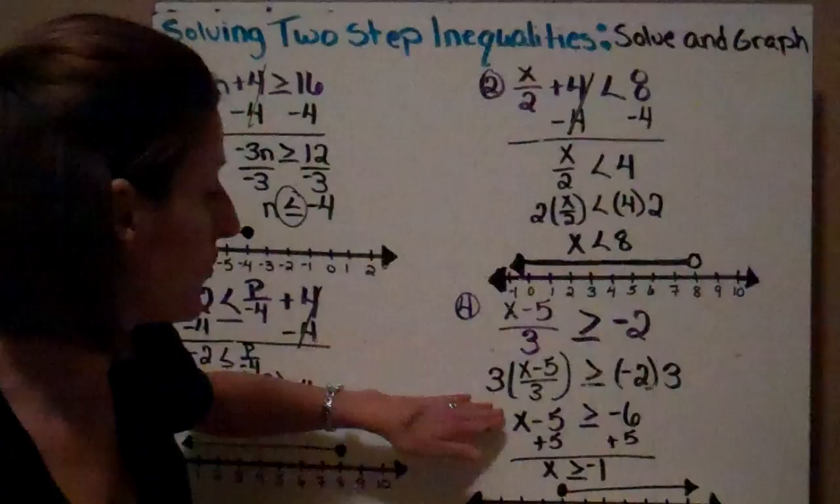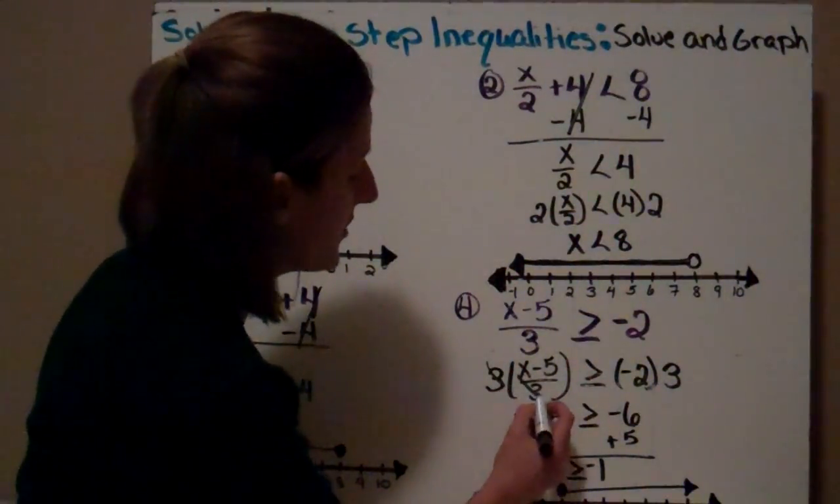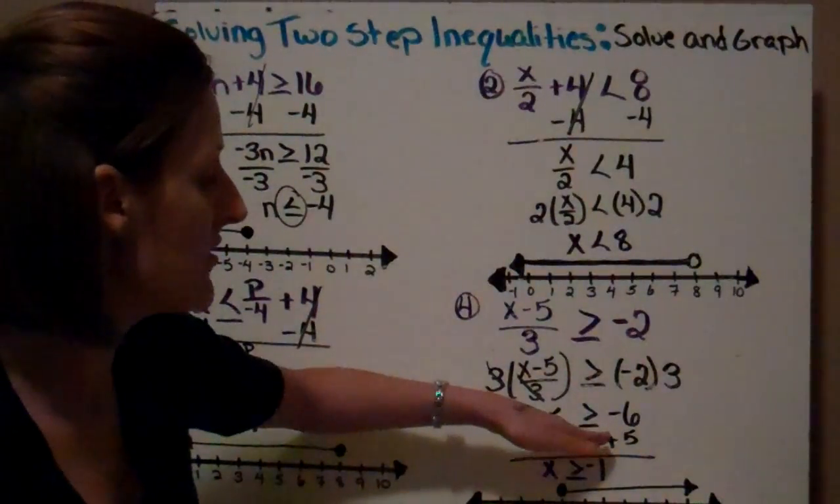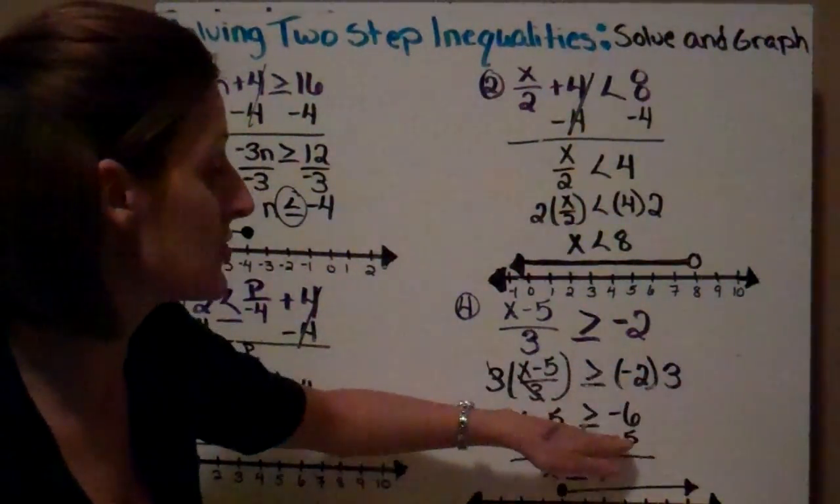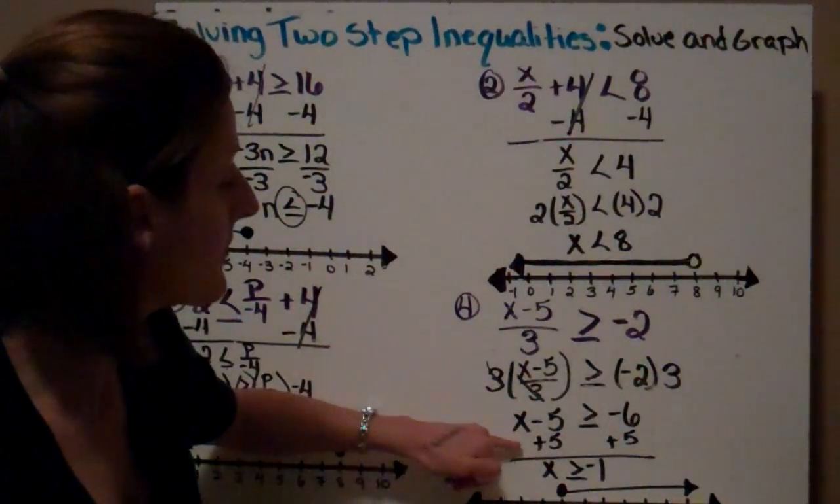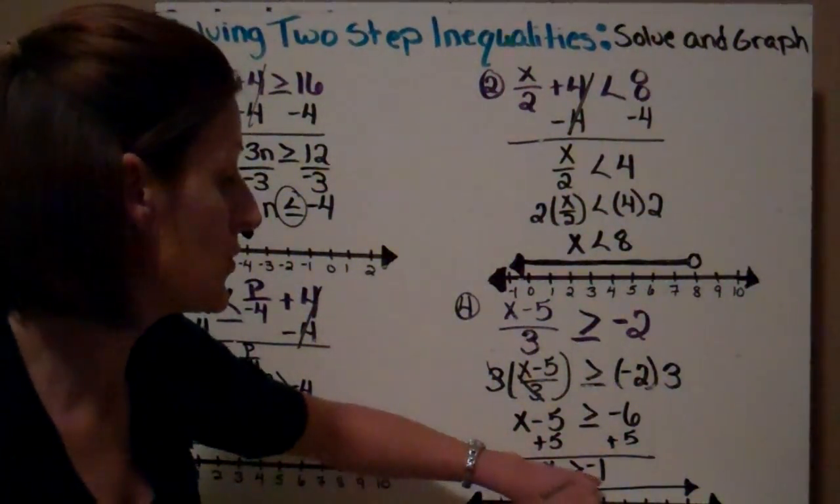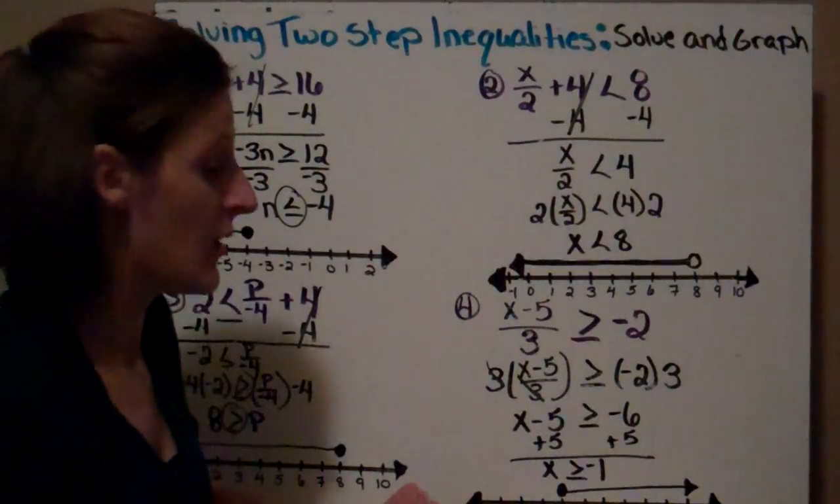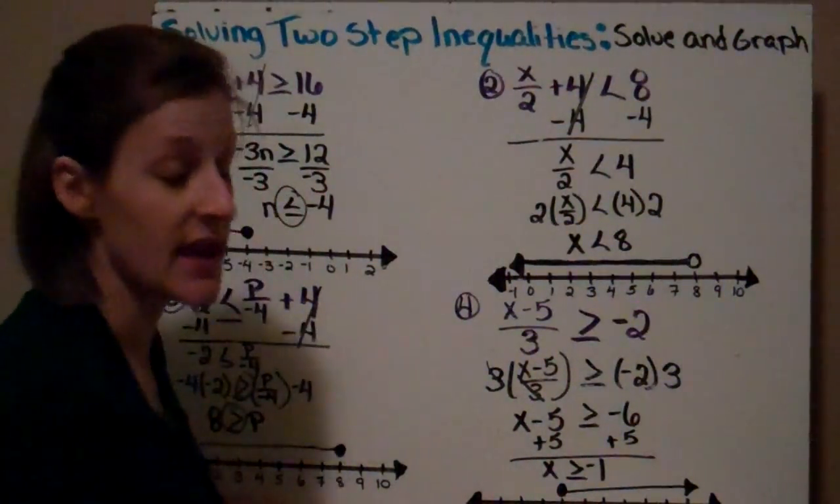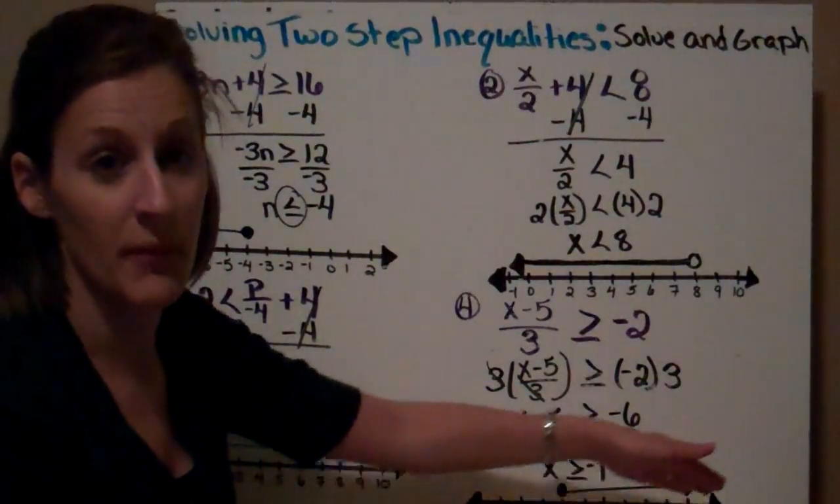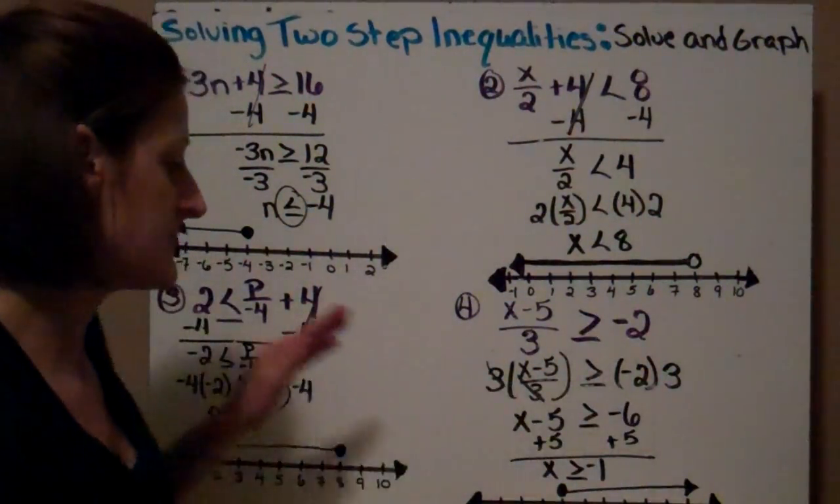So when I do this, the 3's basically become 1. So I'm left with x minus 5 is greater than or equal to negative 2 times 3, which is negative 6. Then I'm going to add 5 to both sides, and I get x is greater than or equal to negative 1. Now, I'm going to put a closed circle on negative 1, and since x is larger than that, I'm going to draw my arrow towards the larger numbers.